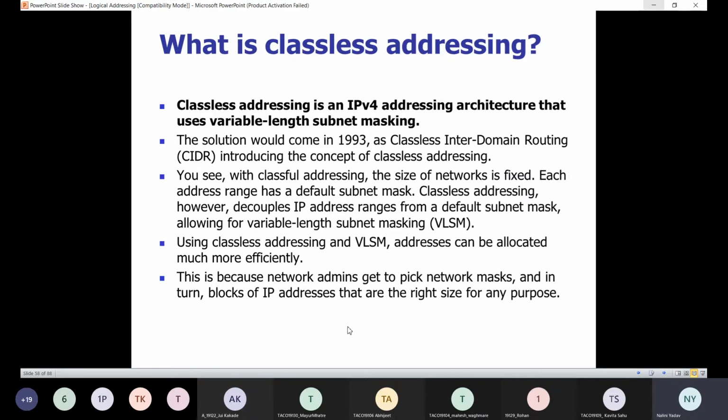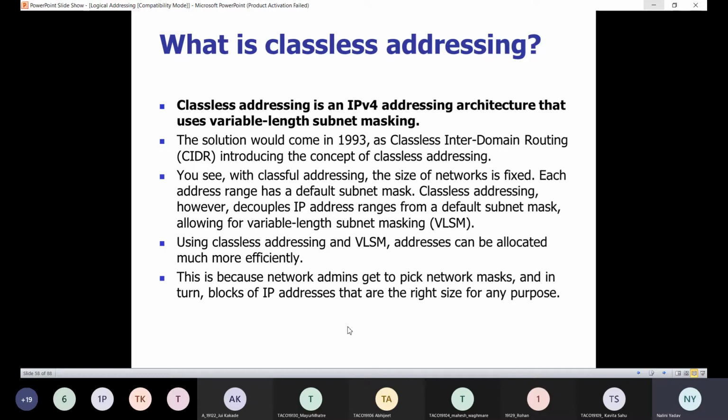Now in classful addressing, what happens? The size of networks is fixed, right? In classful, what we saw was that the size of networks was fixed and each address range had a default subnet mask. I had told you that the subnet mask of class A is 255.0.0.0, class B is 255.255.0.0, and class C is 255.255.255.0. Correct. So these have the fixed subnet mask in classful addressing. Please remember this was in classful addressing.